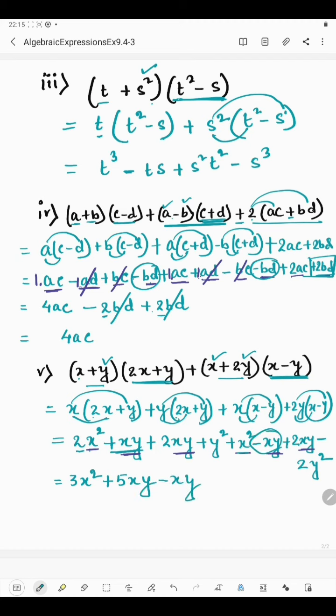Okay. Now here we have y square and here we have y square. But here the coefficient of y square is 1 and here the coefficient of y square is minus 2, because here is minus sign.